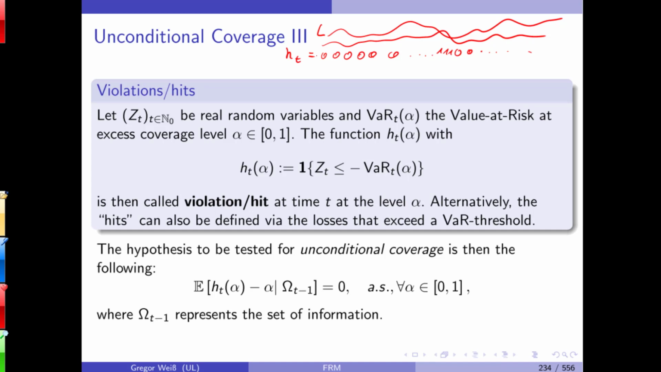What is the expected value if the model is correct? If the model is correct, the expected value is alpha. Alpha minus alpha should be 0. So you could have also said the hypothesis is the expected value of h_t is alpha. Put it on the left hand side, and it's simply the expectation of h_t minus alpha under the given information Omega_{t-1} should be 0 almost surely for all alphas. It doesn't matter if you have the 1% or the 5% or the 10%. Very simple significance test. Just like in any regression analysis, you do a test.